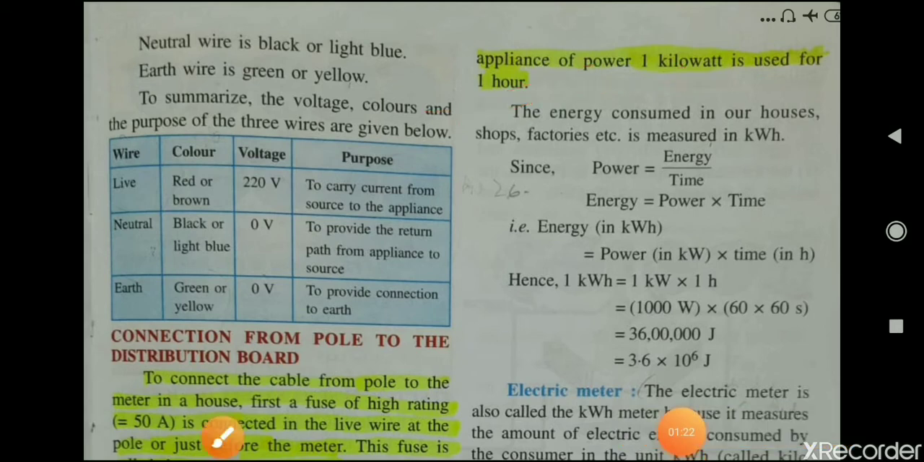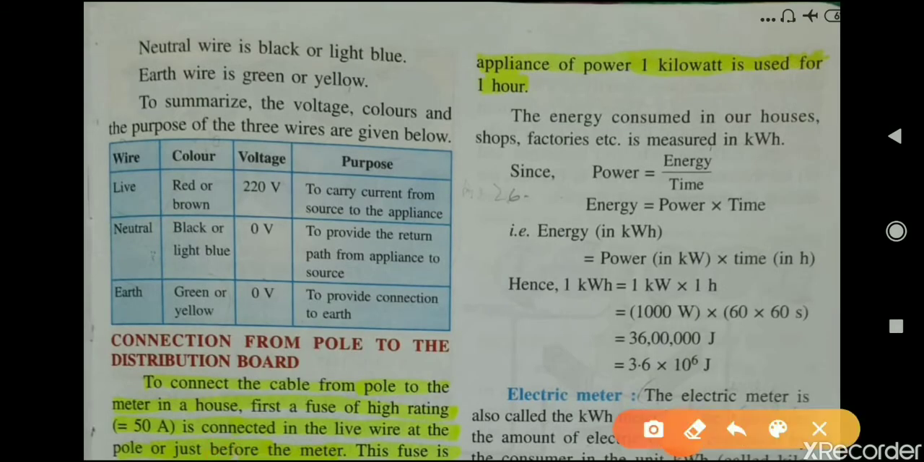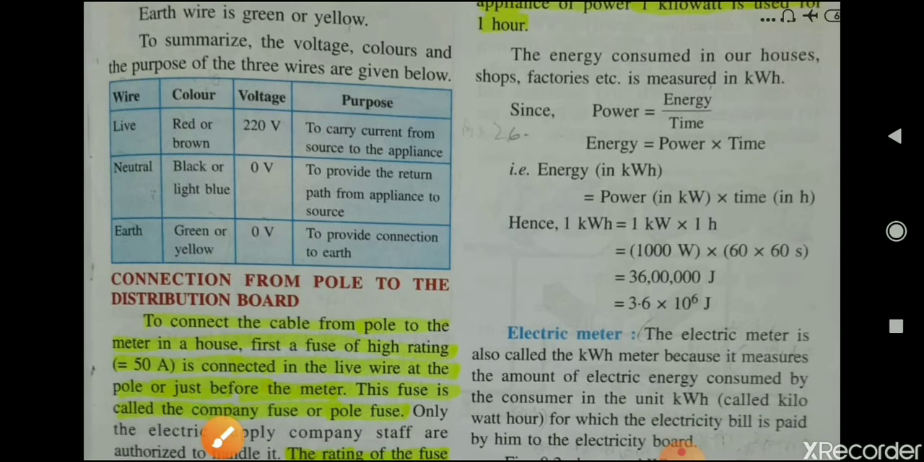Now energy consumed in our houses, shops, and factories is measured in kilowatt hour. Power is equal to energy upon time, and from here we can calculate energy as power multiplied by time. So 1 kilowatt hour is equal to 1 kilowatt into 1 hour. That is, 1 kilowatt hour is equal to 3.6 into 10 raised to the power 6 joule. This is the relationship between kilowatt hour and joule.